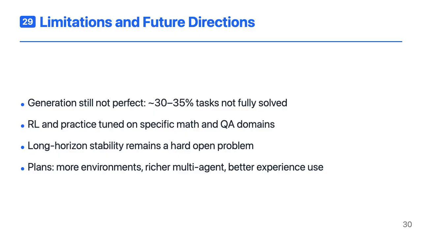Despite the progress, there are clear limitations. Automated generation doesn't yet solve all tasks. Roughly a third of AgentGen-80 tasks still fail end-to-end. The RL and practice modules are mainly demonstrated on math and QA, so generalization to other domains needs more work. And while the authors mitigate entropy explosion, long horizon stability in complex environments is still a challenging open problem.